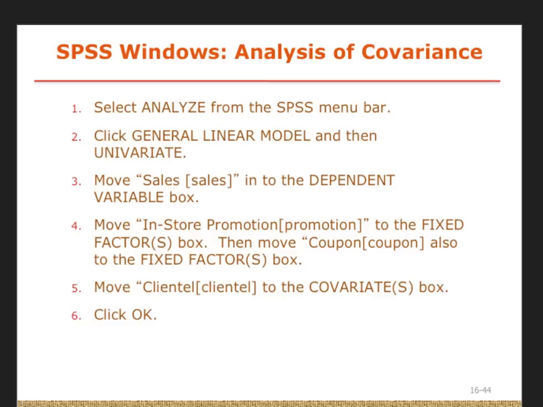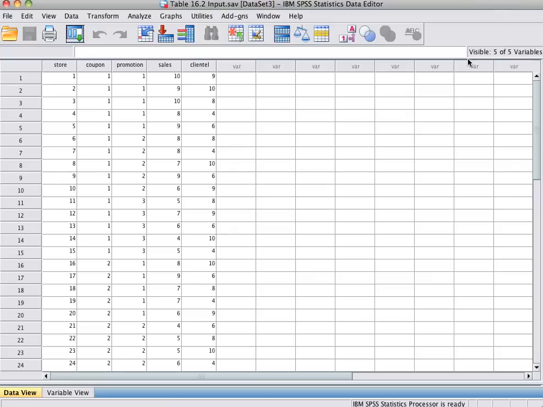Then we move our independent variable in-store promotion to the fixed factors box. Then we move our second factor, coupon, to the fixed factors box. Then we move our covariate, clientele, to the covariate box, and then we click OK.